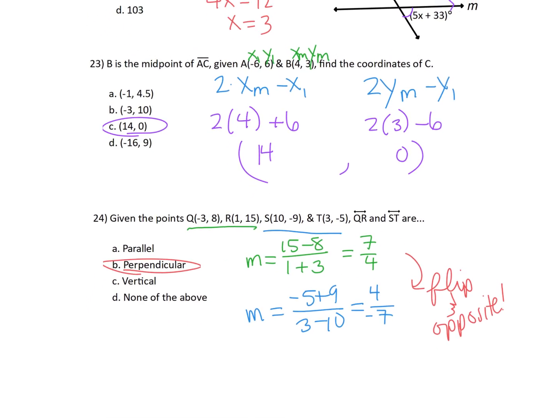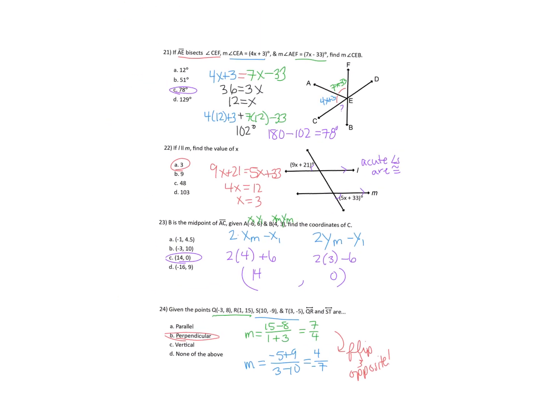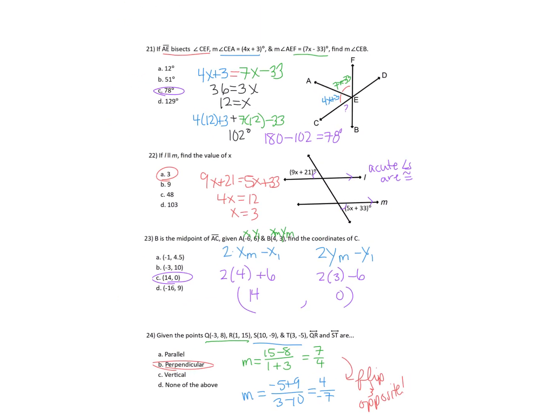Last one on this page, we are trying to decide what relationship line QR and ST have, if they're parallel, perpendicular, vertical, or none of the above. So if you find their slopes, one is 7/4, the other one is -4/7. So they are flipped and opposite of each other. So they are opposite reciprocals, which makes them perpendicular. Okay. All right, so that's the second to last page.